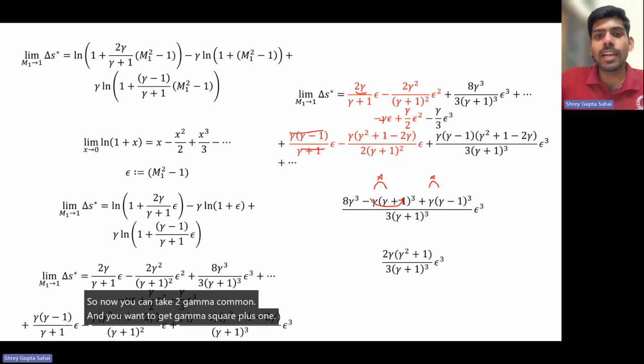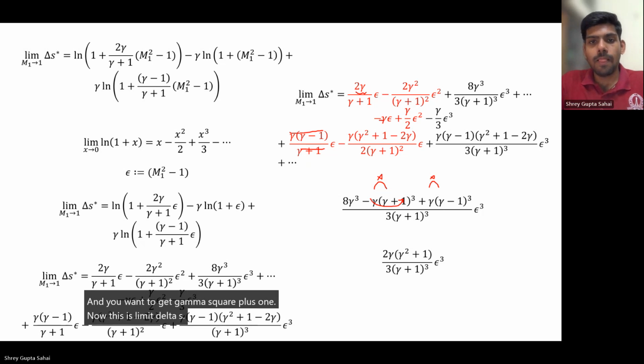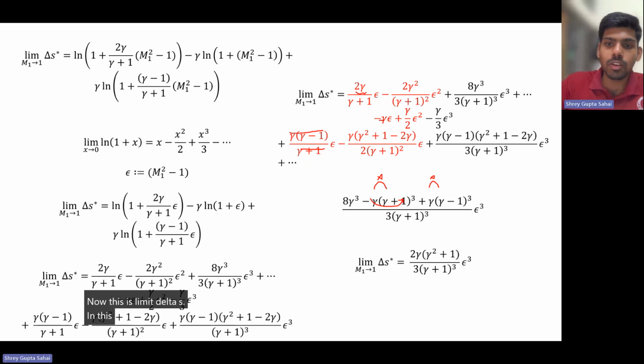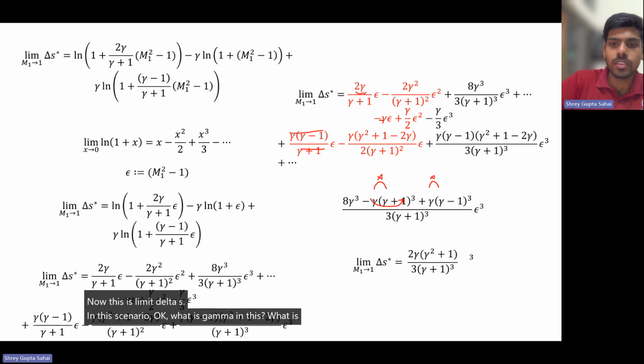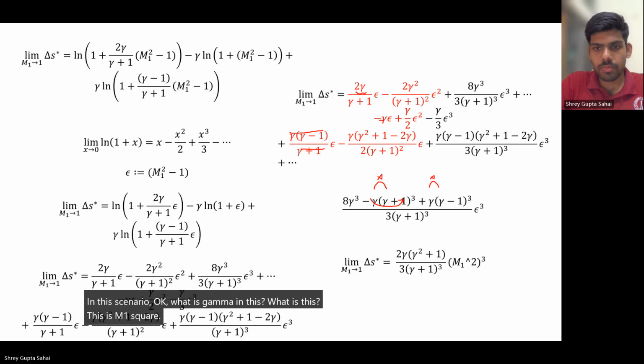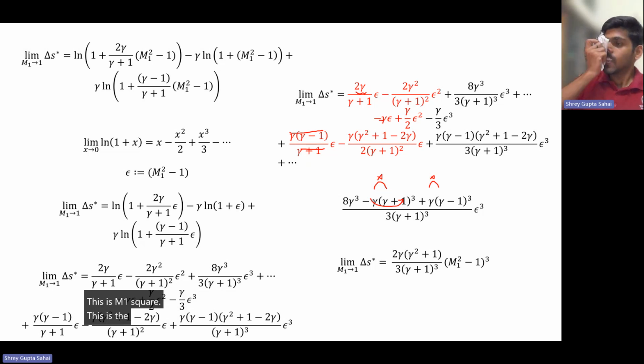Now this is the limit delta s in this scenario. Okay, what is gamma when this? What is this? This is m1 square. This is the thing there. One more thing is the expression for delta p. Okay, we have certain expressions. Let's move ahead.